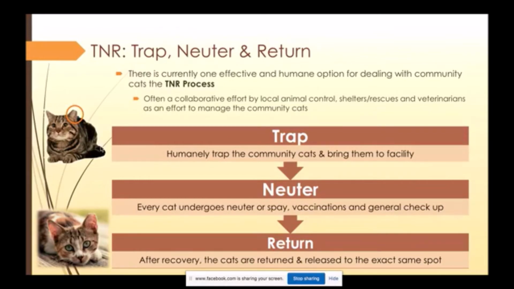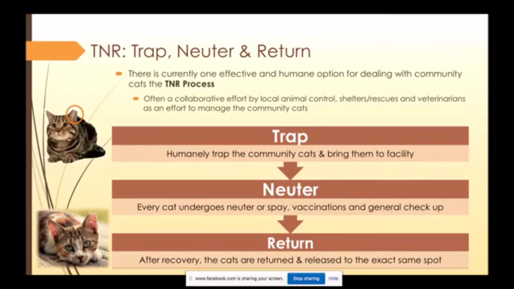So once the cat's in the trap safely, we transport them to a facility. Could be a vet office, or an animal shelter, but someplace where they'll be able to fully check out the animal and give them everything they need. Which brings us to our second step.